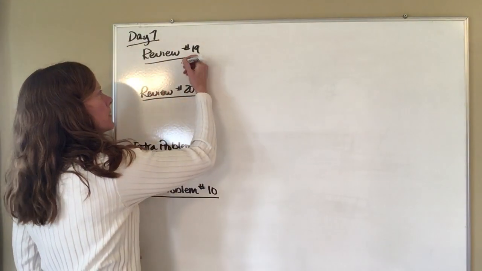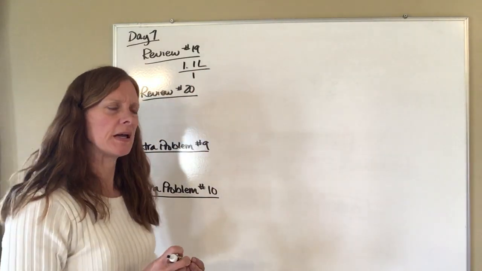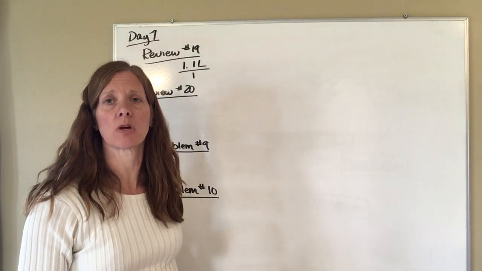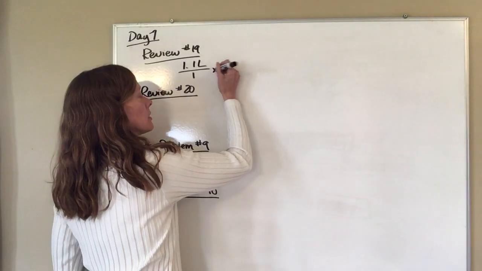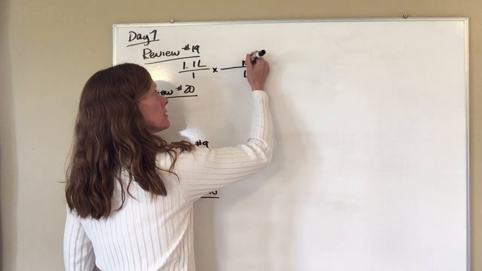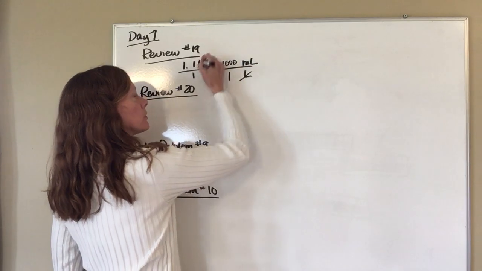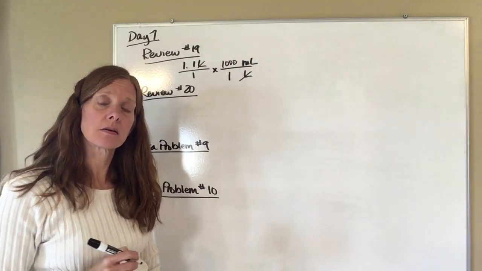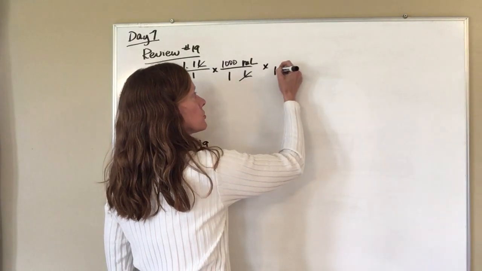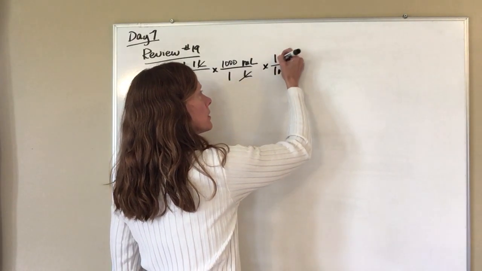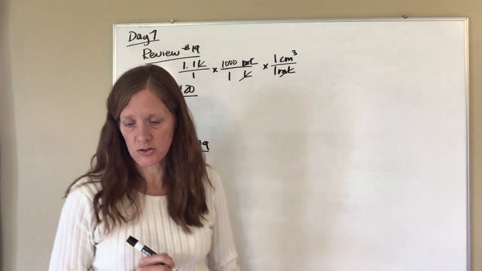So I'll start out with 1.1 liters over 1. In order to get to cubic centimeters, I really need to get to milliliters first. So I'm going to convert liters to milliliters, and in 1 liter there are 1,000 milliliters, so that will cancel out. Now I can convert milliliters to cubic centimeters because I know that's a 1-to-1 ratio. For every 1 milliliter there is 1 cubic centimeter. So I can get that to cancel out.